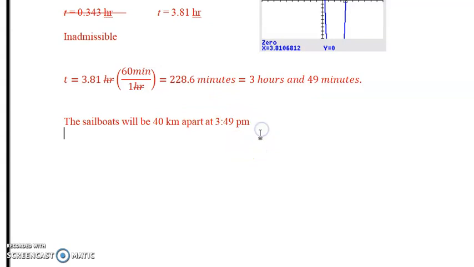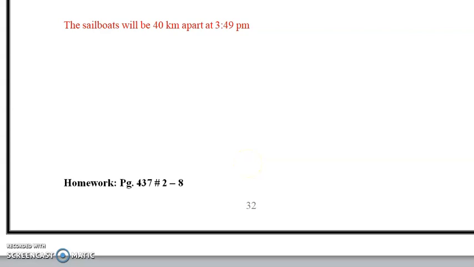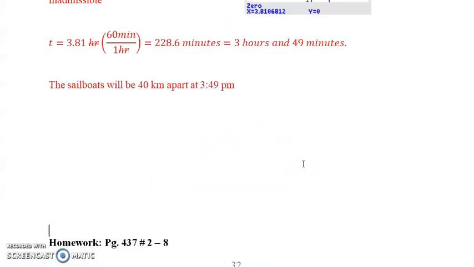All right? So that is it for chapter 7. It is complete. There are a few questions that go along with that on page 437, numbers 2 through 8. So that's it. We're all finished. Hope you're enjoying the videos, and we're headed to chapter 2 next. Thanks for watching.